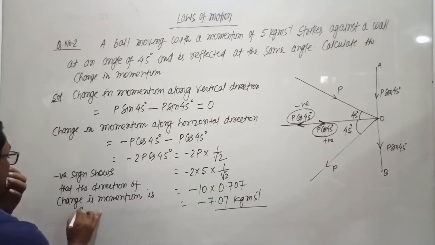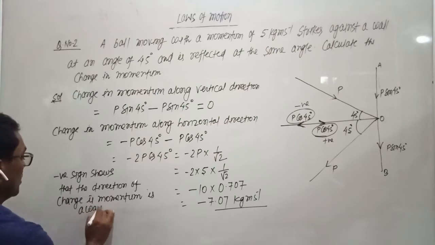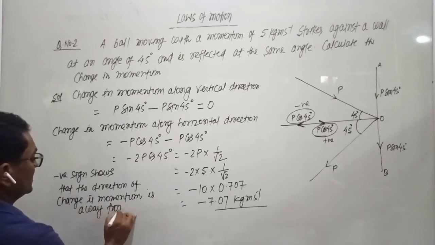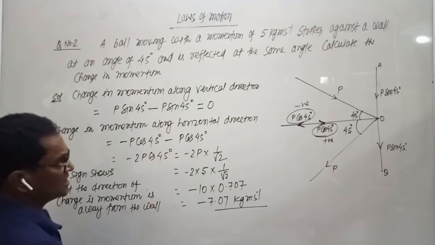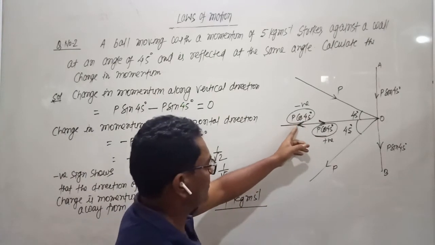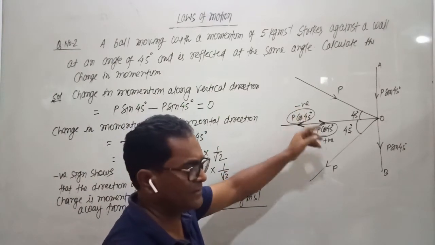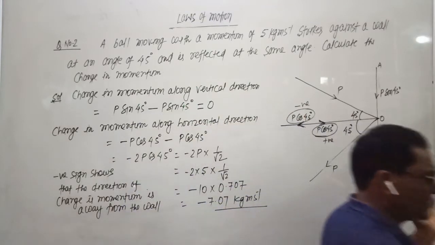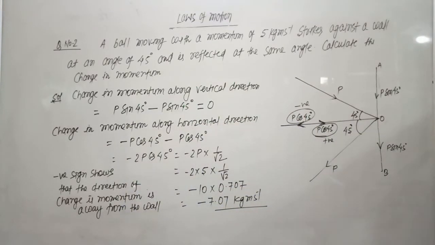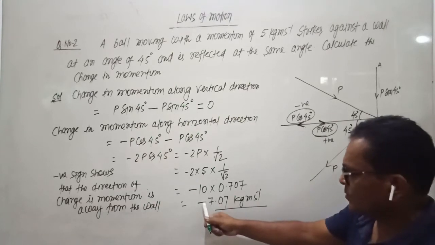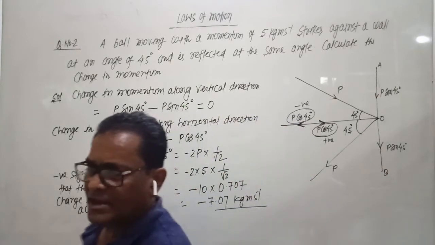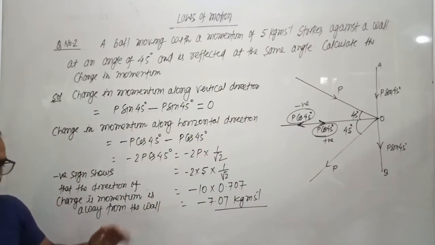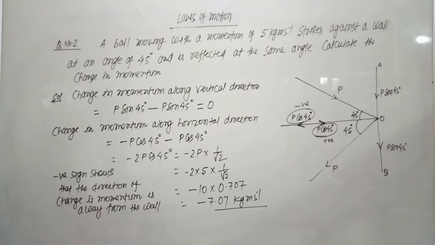is away from the wall, because the direction which is away from the wall we have taken as negative. So the direction of change in momentum is minus. So the minus sign only shows that the direction of change in momentum is away from the wall.